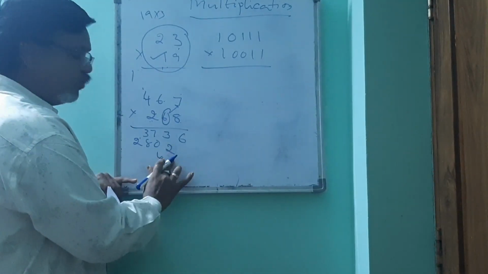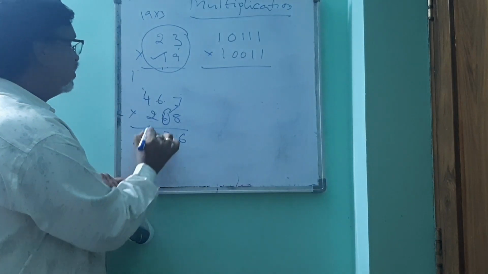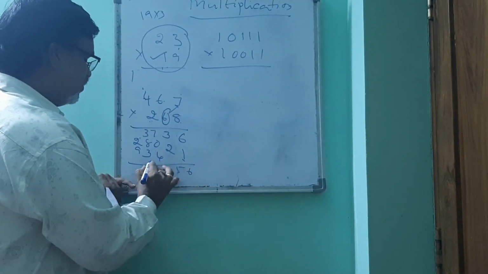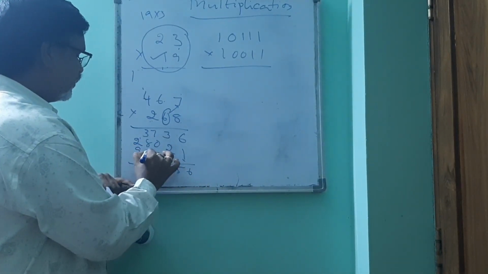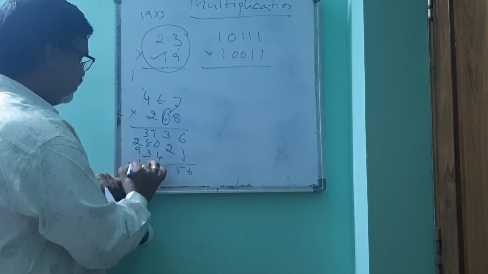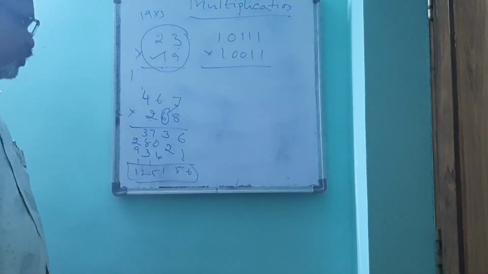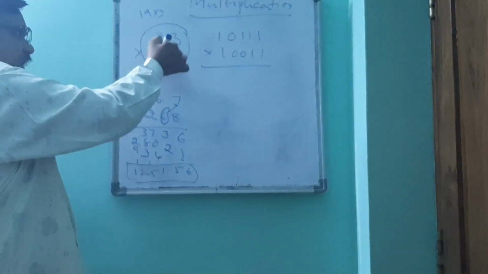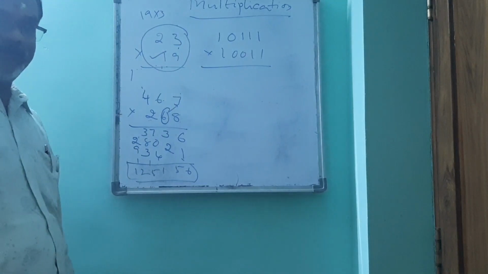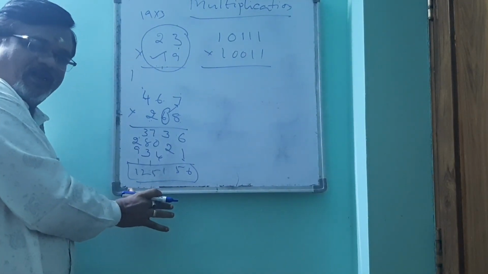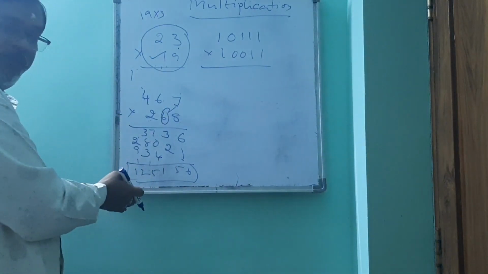Then with 2, 2 sevens, 14, again you will leave one position. 2 sixes, 12 plus 1, 13, 2 fours, 8 plus 1, 9, like this. Then adding, we get 6, 5, 11, 14, 15, 10, 12, and this is the result. If you know the 19th table, you directly multiply 19 into 3 is 57. But if the multiplicand and multiplier are huge numbers, this is the way we perform the multiplication.